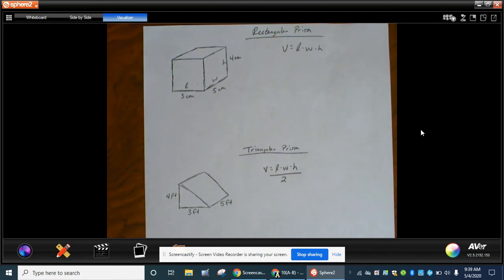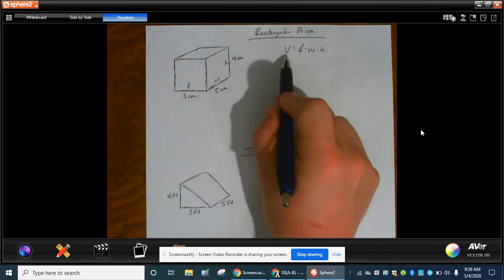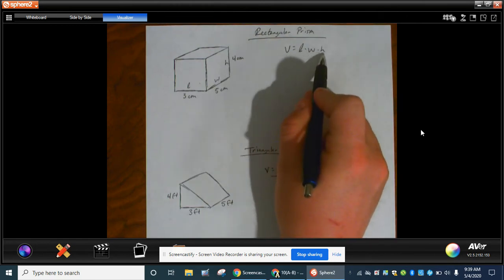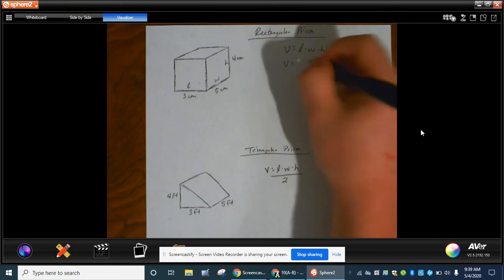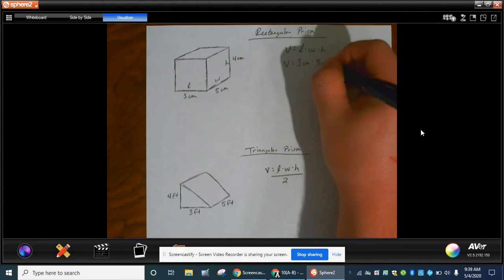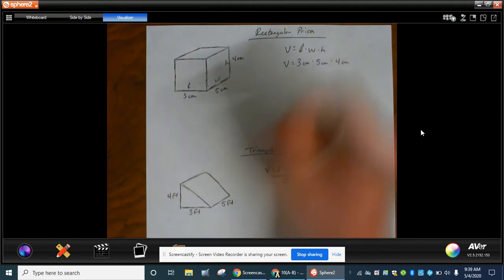To figure out what the volume is going to be, we do like we do with area. We just multiply all of those together to find the amount of space inside that box, or in this case, this rectangular prism. So we're going to multiply the length, the width, and the height together. I've written down the formula for you. Volume equals length times width times height. In this case, we replace these letters with the numbers: 3 centimeters times 5 centimeters times 4 centimeters. So we got volume equals.